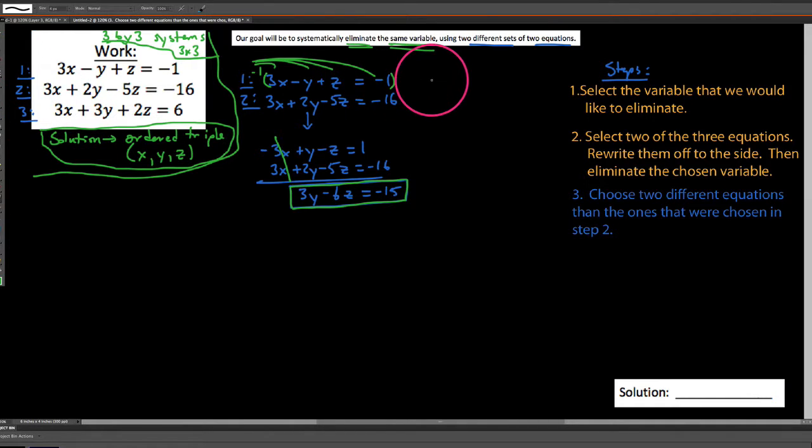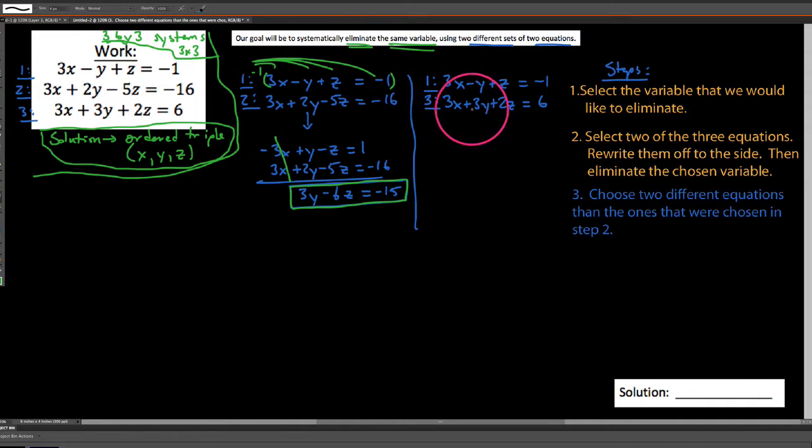So again, just like I did last time, I'm going to write these over here, and I'm going to make sure I label which ones they were. Equation 1 was this: 3x minus y plus z equals -1. And also the third equation, which is 3x plus 3y plus 2z equals 6.